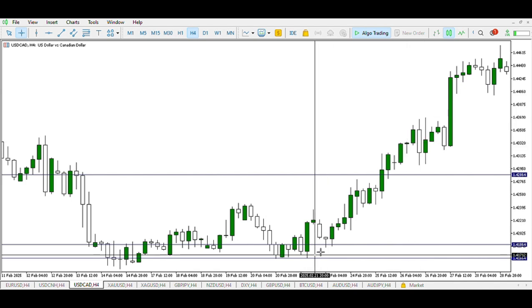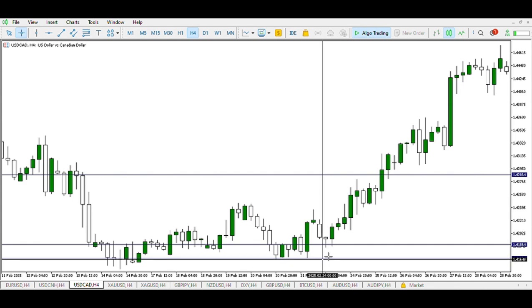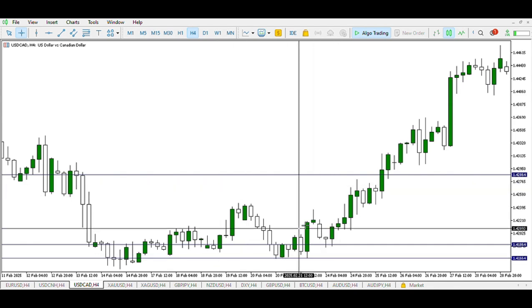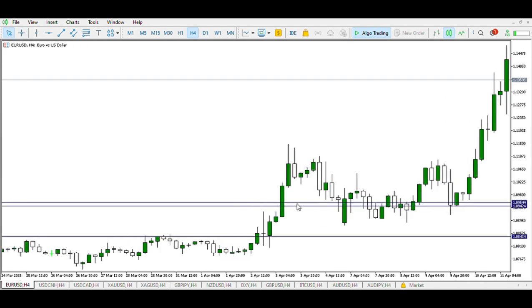So the point where the buyers will be unwilling, that is where you set the stop loss for a buy position, and the point where the sellers will be unwilling, that is where you set the stop loss for a sell position.